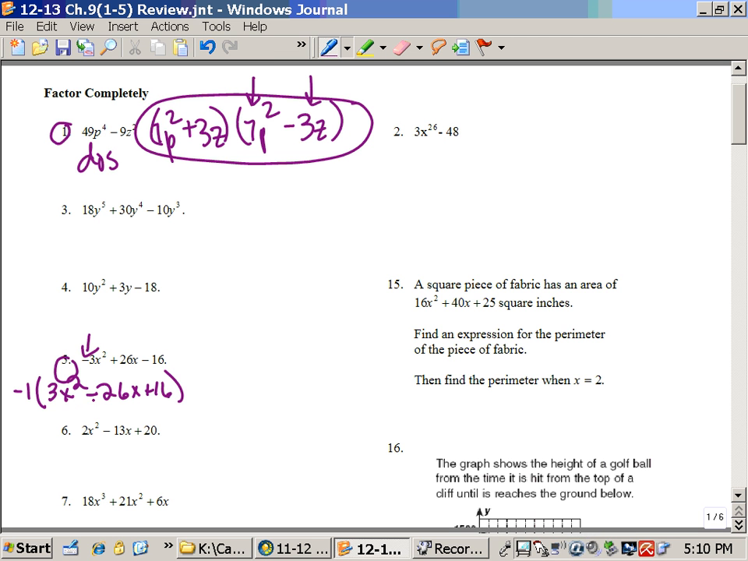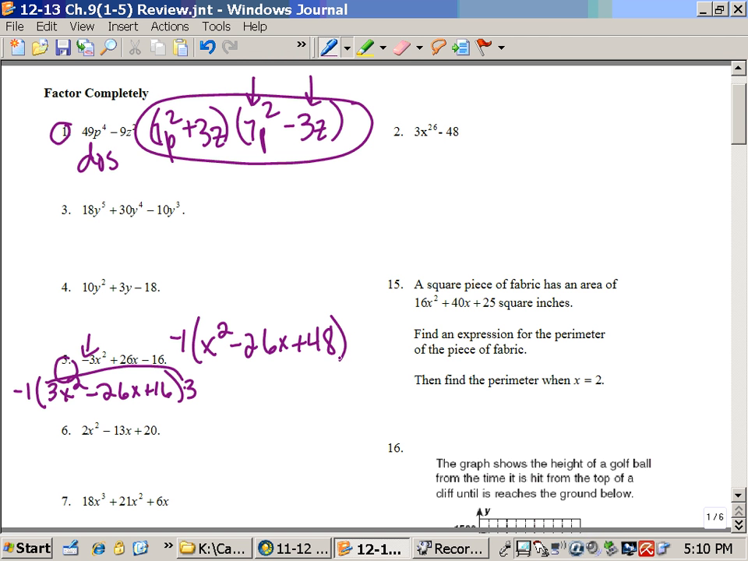Next, I notice that 16 is a perfect square, but 3 is not, so this is going to be a slip and slide. I'm going to slip the 3 out to the right, not forgetting to slide it back in a little while. Now I have -1 times x squared minus 26x plus 48.